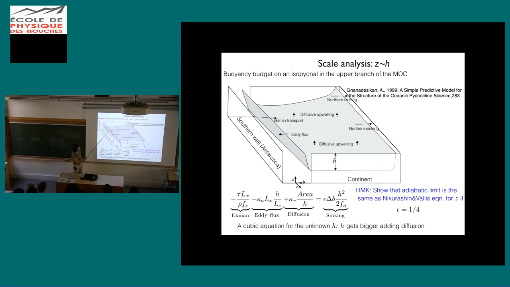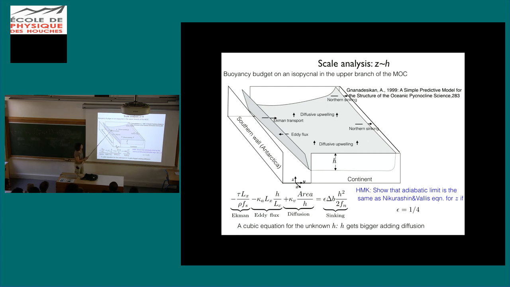And of course, this isopycnal must outcrop, both in the periodic region of the Southern Ocean and in the northern hemisphere of the basin. And again, he was considering just one basin. And then he just does the buoyancy budget. What goes in and what comes out.